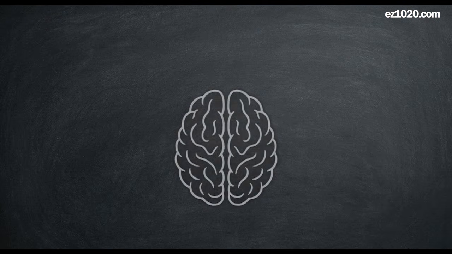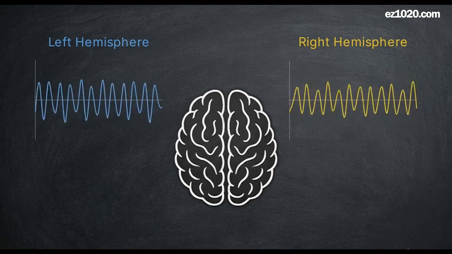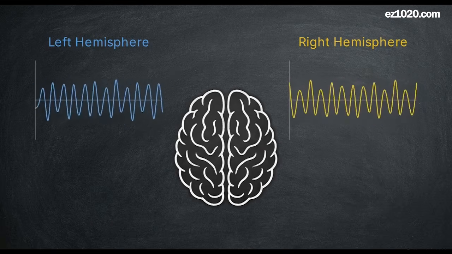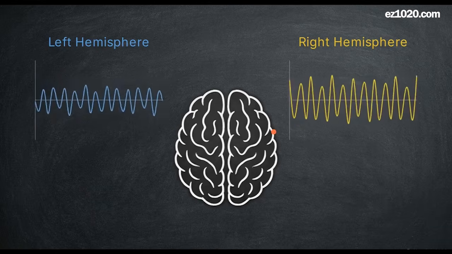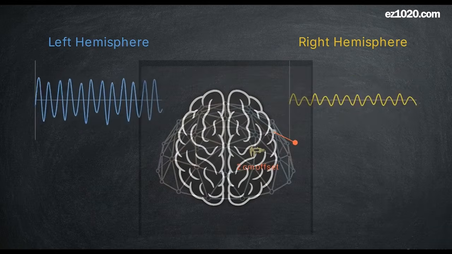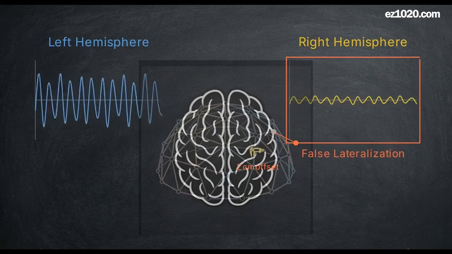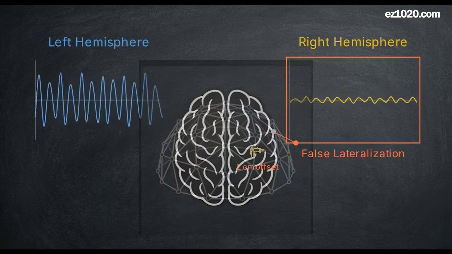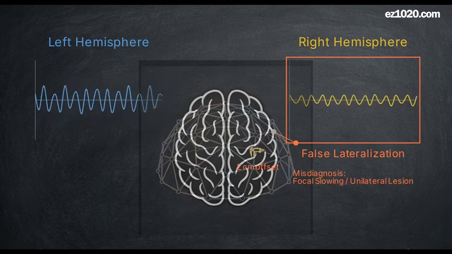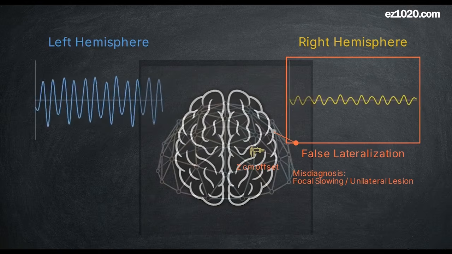Much of routine EEG interpretation relies on comparing the left hemisphere's electrical activity against the right hemisphere. This diagram displays a symmetrical alpha rhythm, the normal background activity seen in relaxed, awake adults. If we introduce a 2-centimeter asymmetrical placement error on the right side, the recorded amplitude visibly drops. This technical asymmetry creates a false lateralization. It tricks the physician into diagnosing focal slowing or a unilateral lesion where none actually exists.